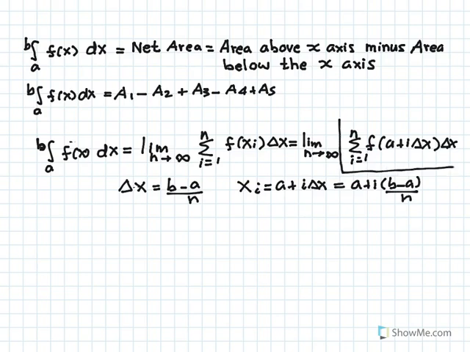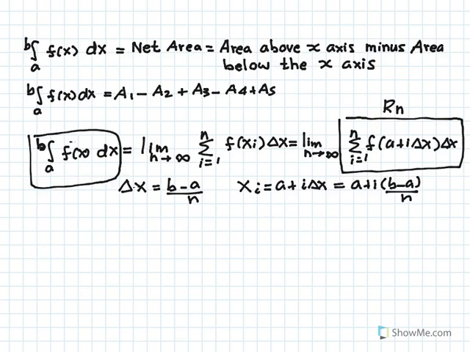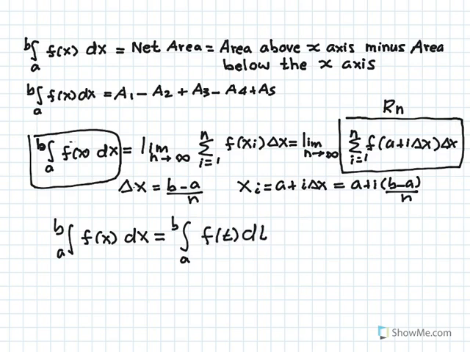This part here is the Riemann sum. This is the right-hand point. When we take the limit of this right-hand sum, we get the definite integral from a to b of f of x dx. Alright, the definite integral is a number, so it doesn't matter which variable of integration you use. The integral from a to b of f of x dx is equal to the integral from a to b of f of t dt, which is equal to the integral from a to b of f of u du.